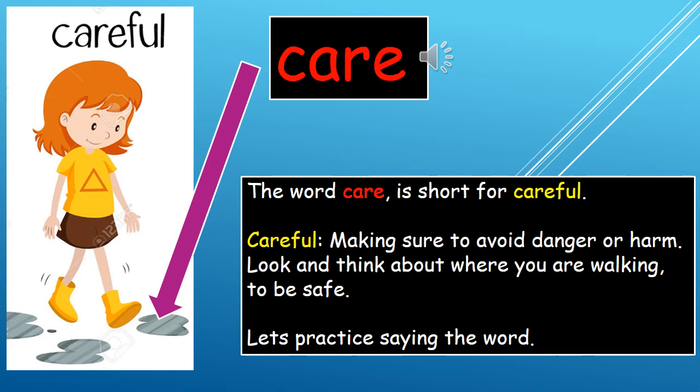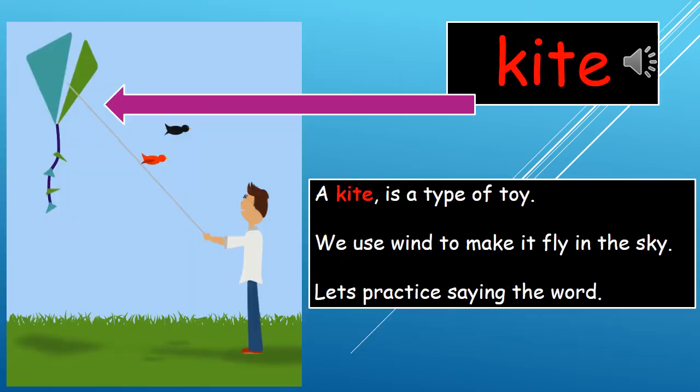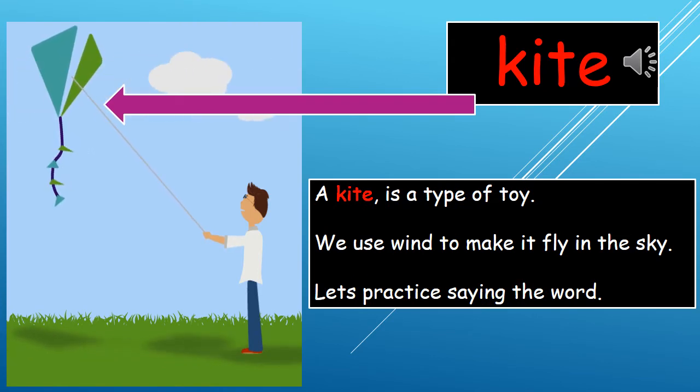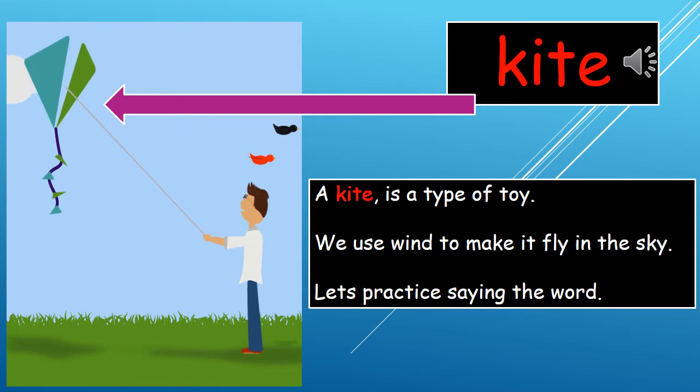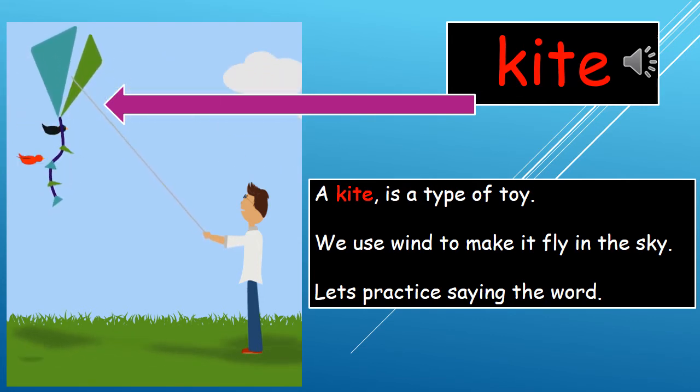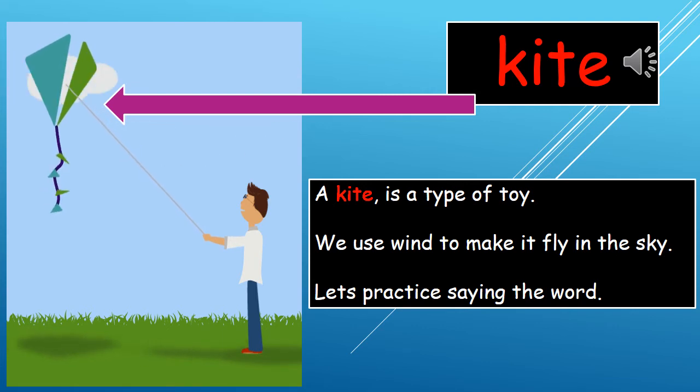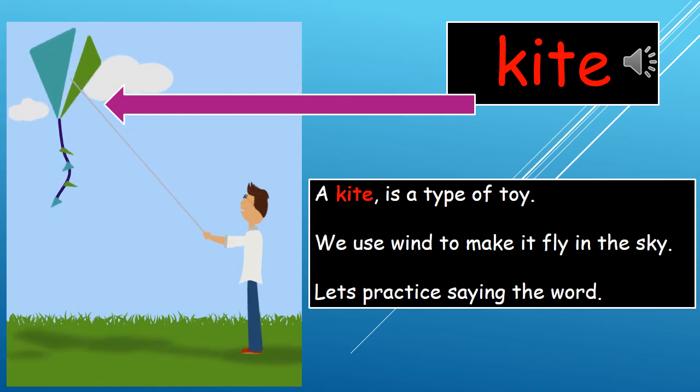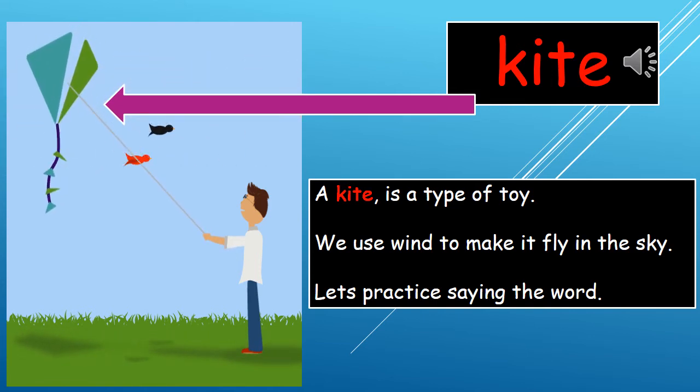Care. Care. Excellent. Let's keep going. Here's a word you should know, where we practiced with the I-blank-E words for the long vowel I. It is a kite. A kite is actually a type of toy. We use wind to make it fly in the sky.